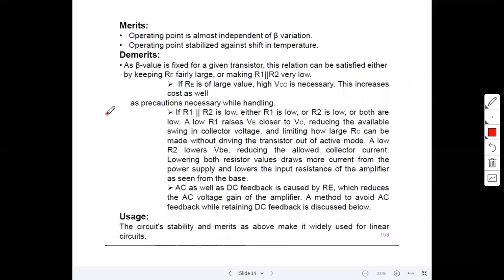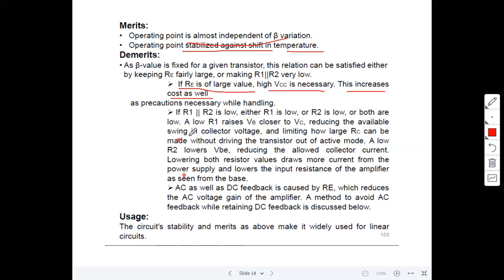Now again in detail, the advantages and summary of the self bias circuit. The operating point is almost independent of beta variation. The operating point is stabilized against shift in temperature. Now we observed the two conditions given here. If the stability factor is small, what is the condition? RE is large. If RE is large, a higher VCC is necessary. This increases the cost as well.